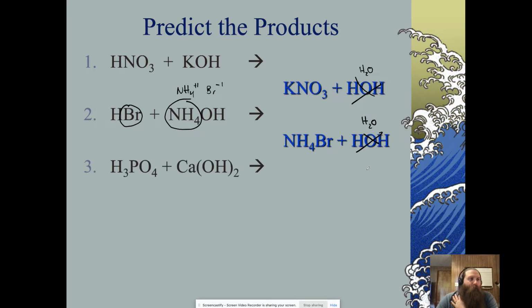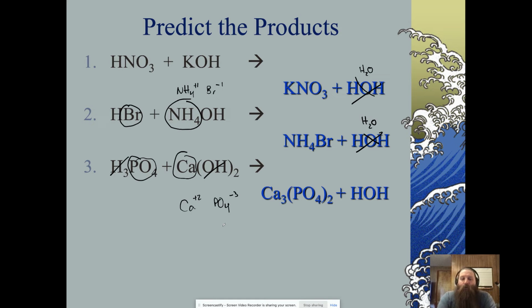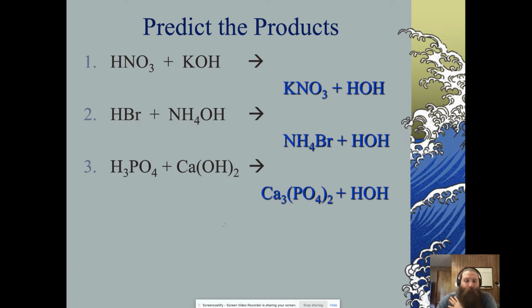All right, let's try number 3. I've got H3PO4 and I have calcium hydroxide. Well, we know we're going to make water, and that leaves me with calcium and phosphate. Cross the charges. Calcium is a plus 2 metal. Phosphate, because we memorized it, is PO4 minus 3. So I'm going to get Ca3(PO4)2, and I'm going to make water with it.